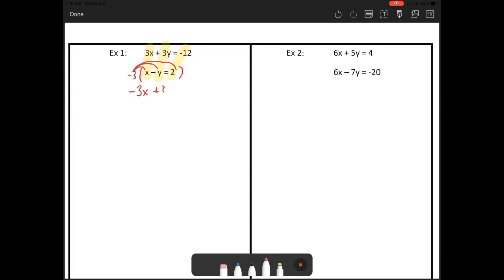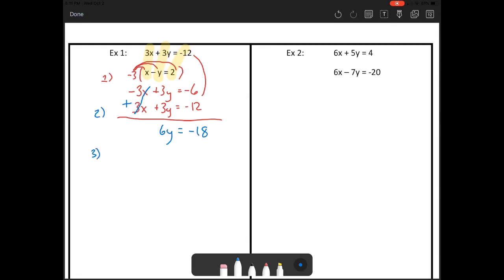So that's going to give me negative 3x plus 3y equals negative 6. And then I'm going to bring down this second equation, which will be 3x plus 3y equals negative 12. So this right here was step 1. Now, step 2 is going to be adding these together. So that means these are going to cancel, and I'll end up with 6y equals negative 18.